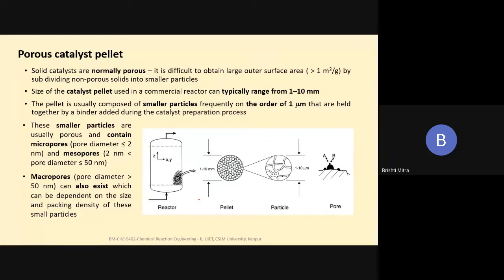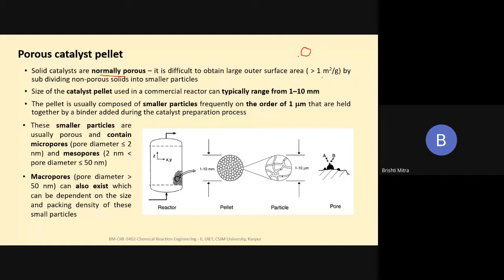Next, let's look at a porous catalyst pellet. Solid catalysts are normally porous. It is difficult to obtain a large outer surface area, greater than 1 meter squared per gram, by subdividing non-porous solids into small particles. So suppose this is my spherical catalyst.